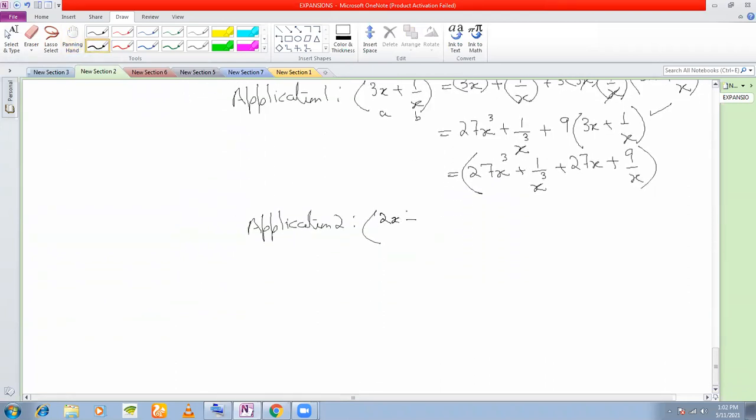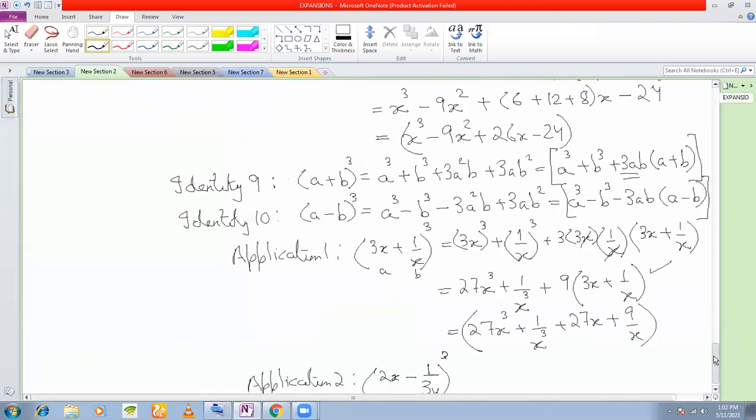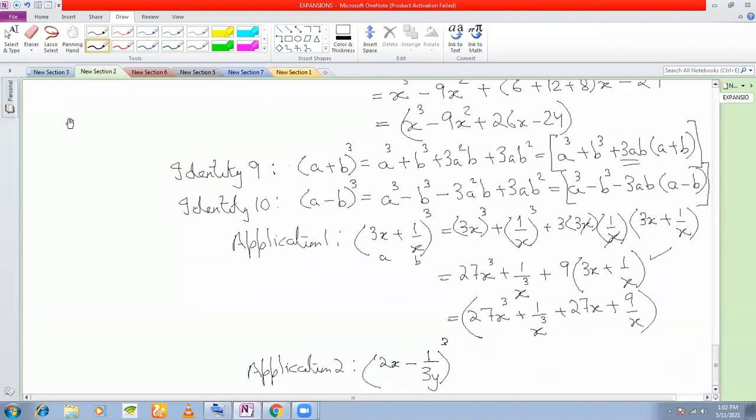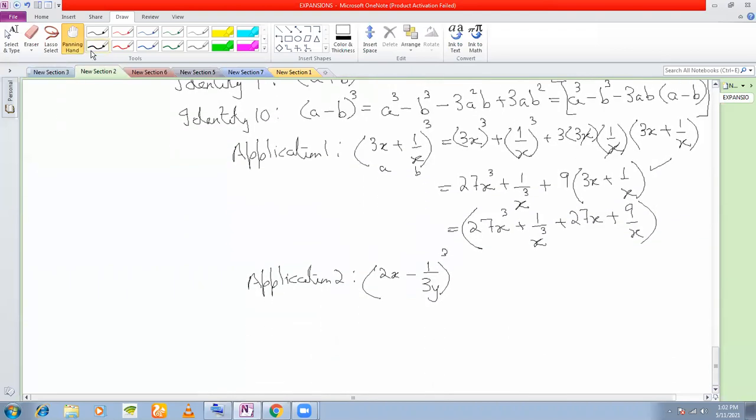2x minus 1 by 3y whole cube. You want to expand this? This time we'll expand this by the a minus b whole cube formula. So I keep the formula, a minus b whole cube, in mind. It's there on the screen. Just see how I'm applying. This is your a and this is your b.